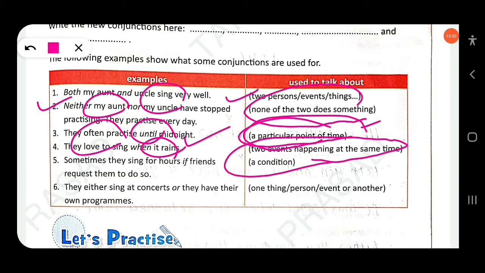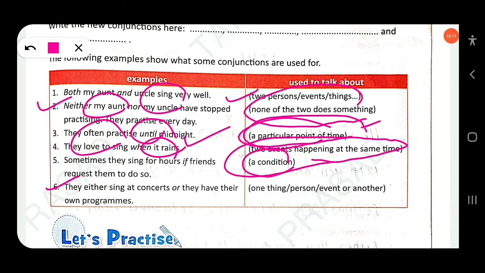Okay, the next is: sometimes they sing for hours if friends request them to do so. A condition, as we have already discussed. If it rains I shall not go to school. It is a condition. If you work hard you will pass the exam. This is a condition.